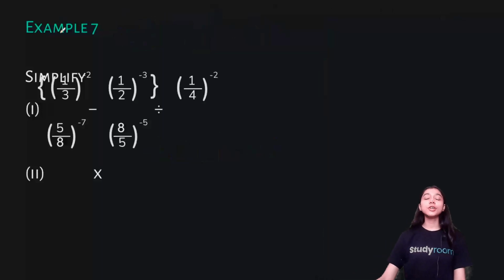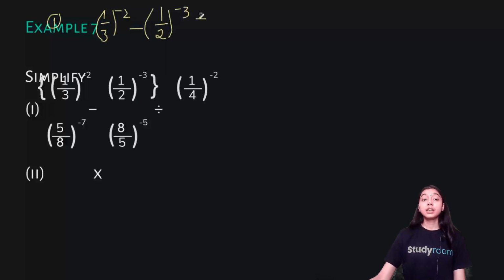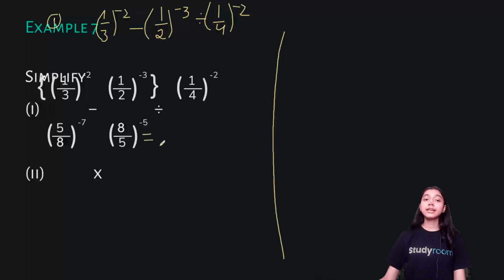Now let us try solving some more numerical problems on exponents. So the problem given over here is 1 by 3 to the power of minus 2 minus 1 by 2 to the power of minus 3 divided by 1 by 4 to the power of minus 2. Now, as I taught you in the previous question, whenever the power, that is the exponent, has a negative sign, we will take the reciprocal of the base in order to remove the negative sign. So here we have 1 by 3, we will take the reciprocal of 1 by 3, which is 3. So what will happen? The power has a negative sign, this negative sign will get removed.